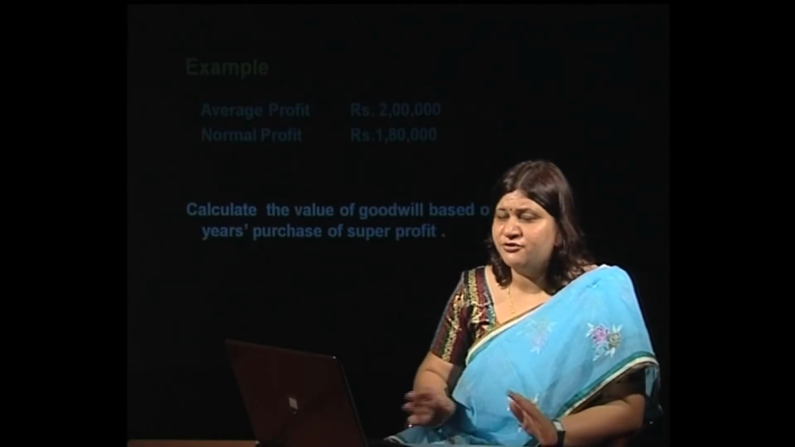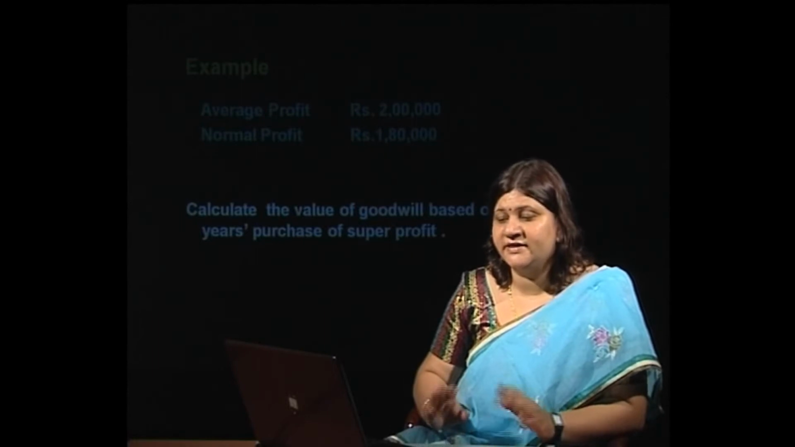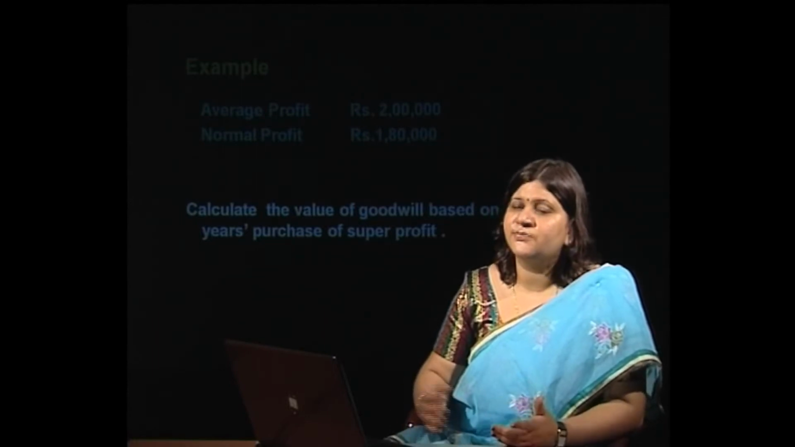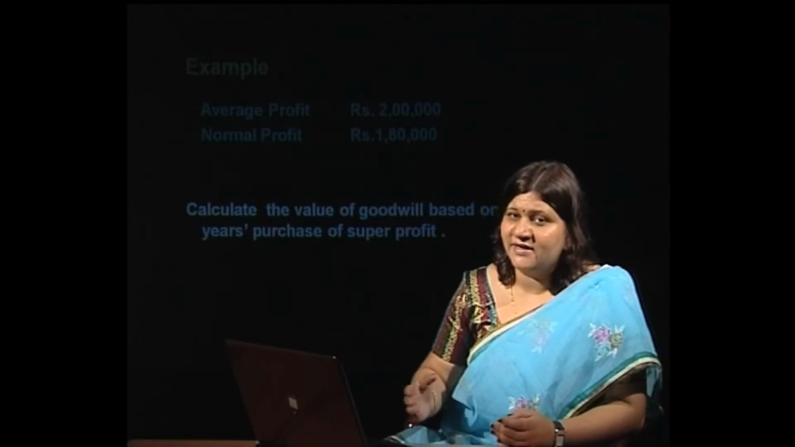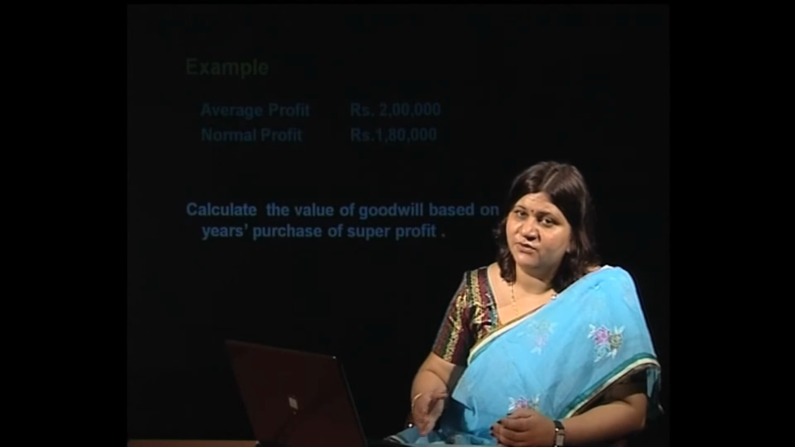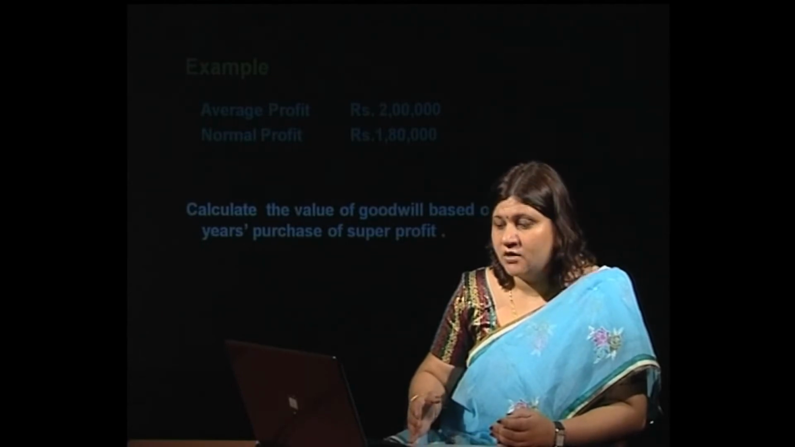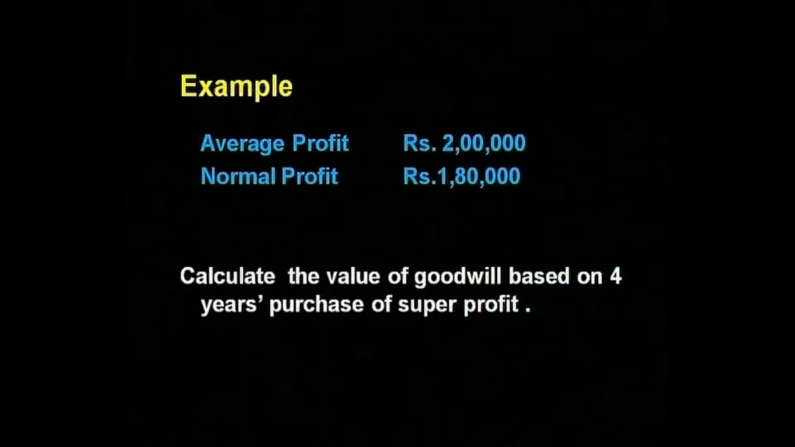So in continuity of that example only, we are taking up this further example so that it can be learned in sequence and it can be helpful to the students to analyze the entire mechanism of calculation in a more precise manner. So here the question says to calculate the value of goodwill based on 4 years purchase of super profit. So the number of years to be taken is 4 years. First of all, our calculation in respect of average profits and normal profits is done. So we will go for the calculation of super profits first.